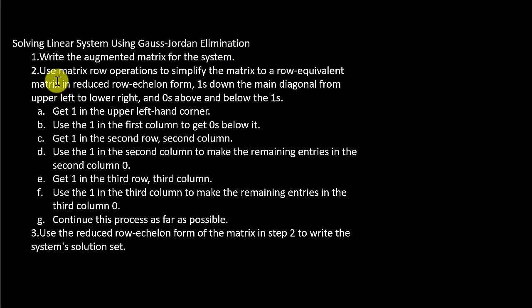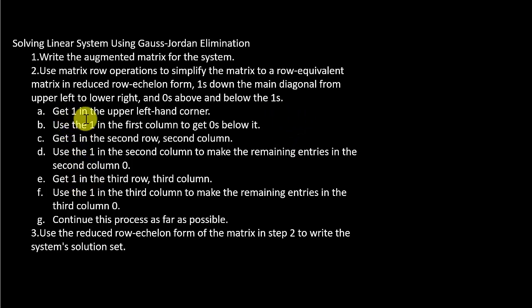And then use matrix row operations to simplify the matrix to a row equivalent matrix in reduced row echelon form, ones down the main diagonal from upper left to lower right, and zeros above and below the ones. So you want to get ones on the main diagonal and zeros everywhere else. So this is how you'll go about doing it.